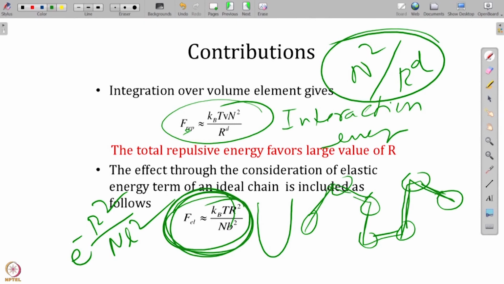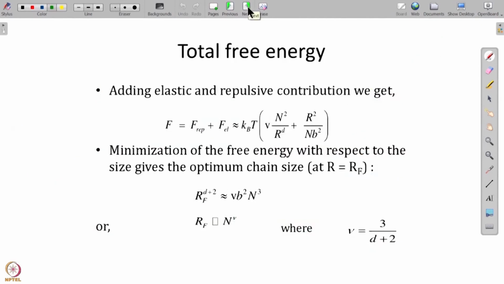If you go out from that, you have to pay. If you come close to that, you have to pay. So it is a harmonic potential. That harmonic potential is coming from the central limit theorem, and these two you then have to add. So you have to add the interaction energy and the elastic energy, and this is the total free energy as a function of size r.